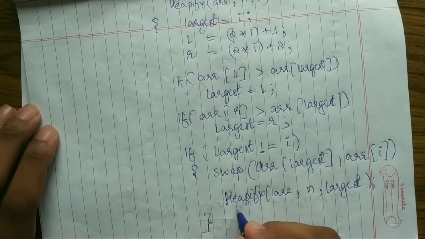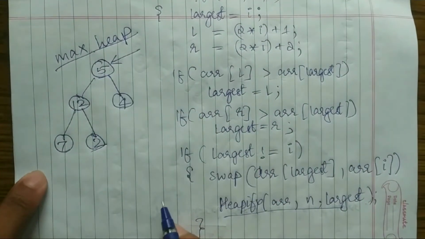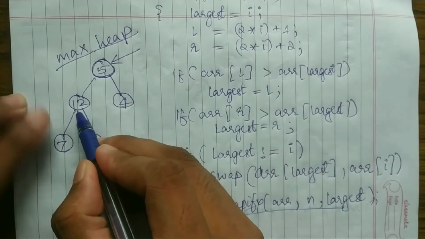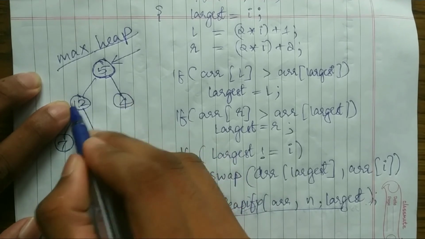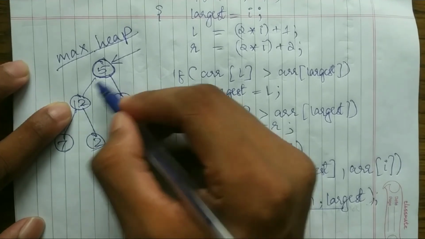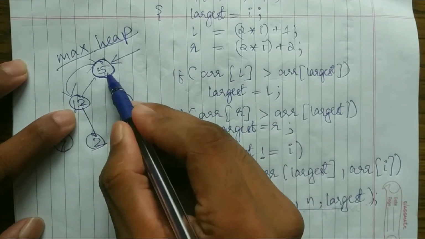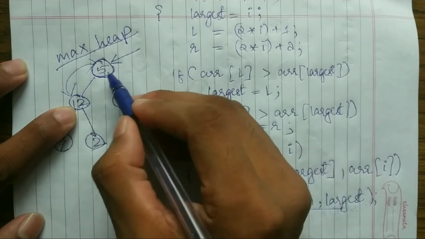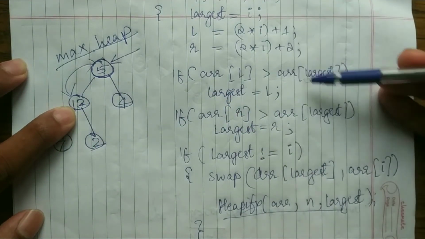So why are we calling this? Let's come back to the example. As the fifth node is smaller than the 12, its children, as it's smaller than its children, it should be swapped, right? In the max heap, parent should be greater than its child nodes. That's why this should be swapped with this. That's what we are checking here.